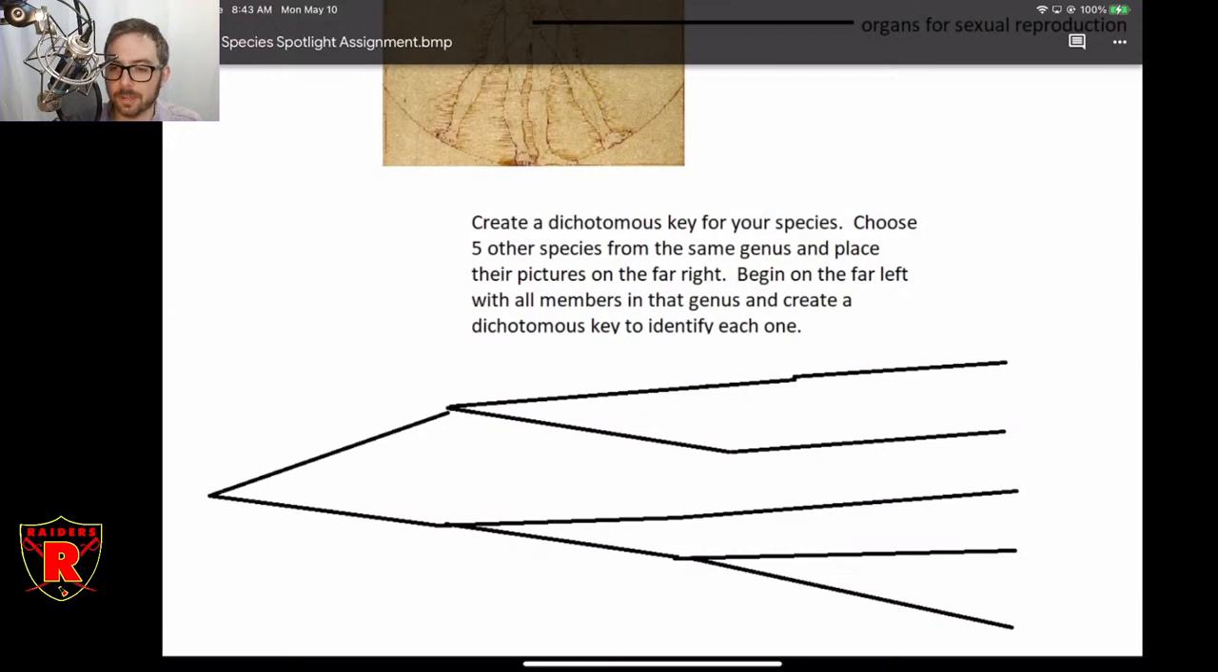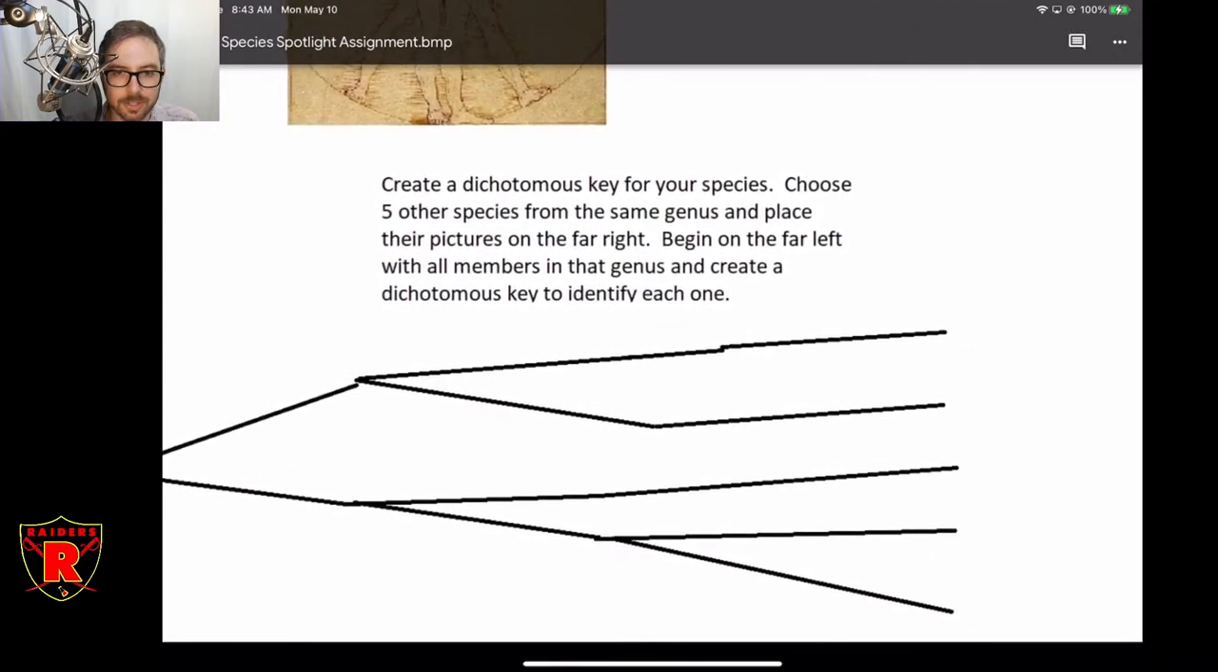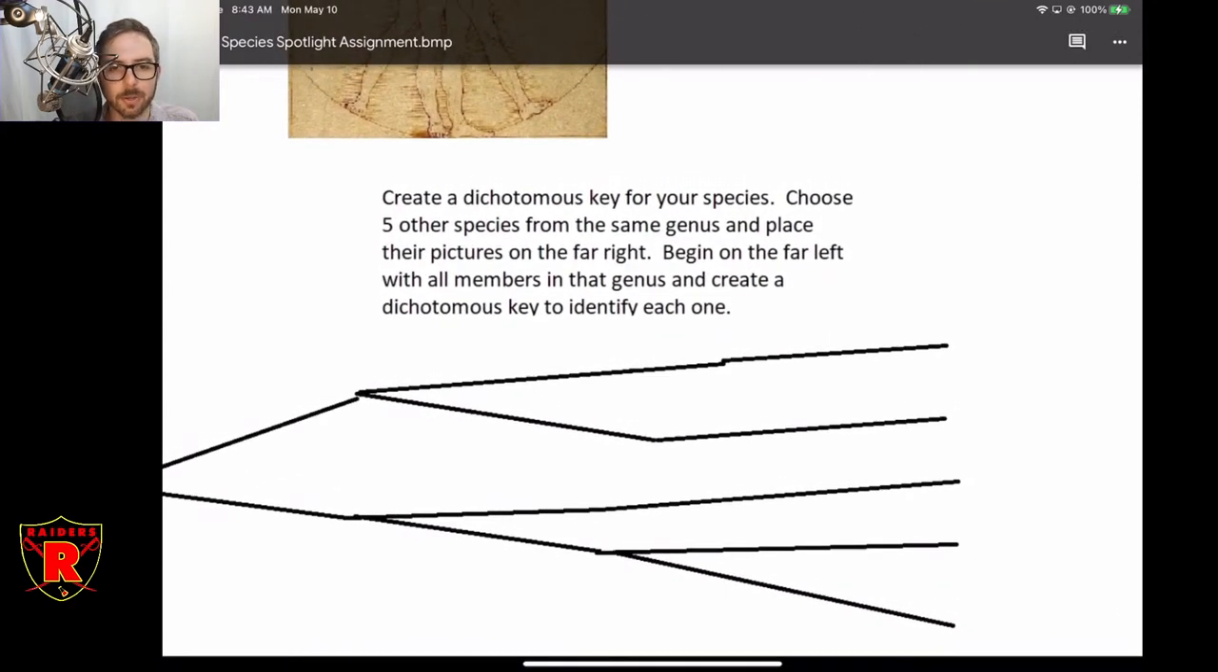However, depending on the species that you pick, there may not be five in your genus, in which case you're going to have to go up a level to family, or if there aren't five in your family, you may have to go up a level again and find five in your order. Okay, so depending on how many are in each grouping, you may have to go up a level to find enough, but you want closely related species. That's the point. You need to find pictures of each. So there's going to be six here at the end. Mine has five, which is a little bit annoying. I should have done six because there's five species plus your own that you've selected.